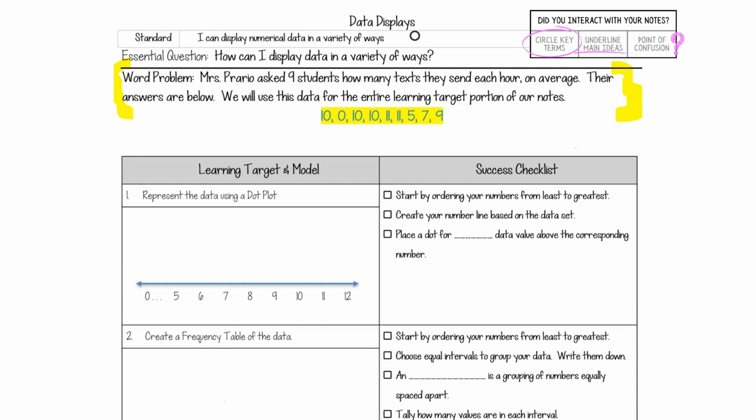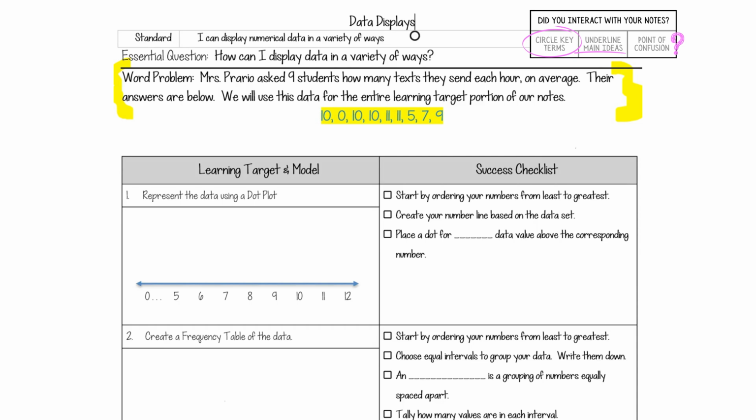So the word problem is, Mrs. Prario asked 9 students how many texts they send each hour on average. Their answers are below. We will use this data for the entire learning target portion of our notes. So if I ask 9 students how many text messages they send on average every hour, one student said 10, another said 0, maybe they don't have a cell phone, another said 10, 10, 11, 11, 5, 7, and 9. So that's going to be our data.